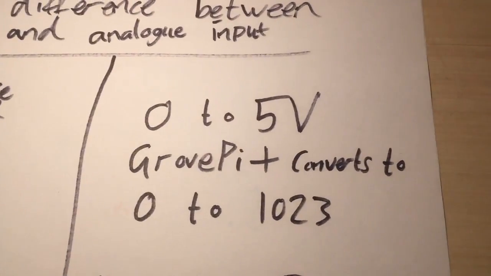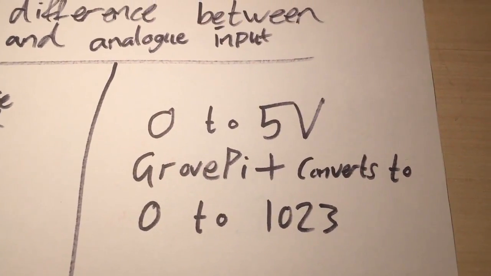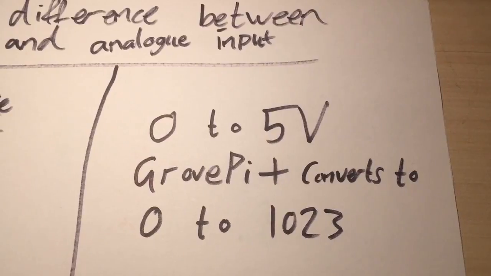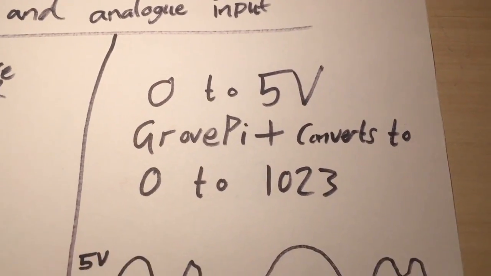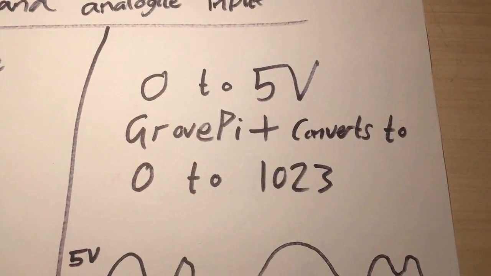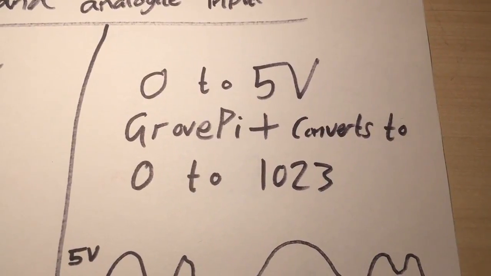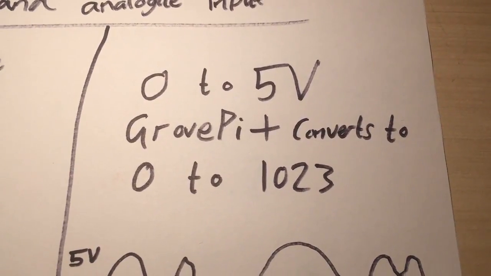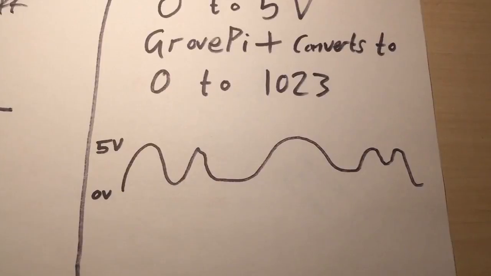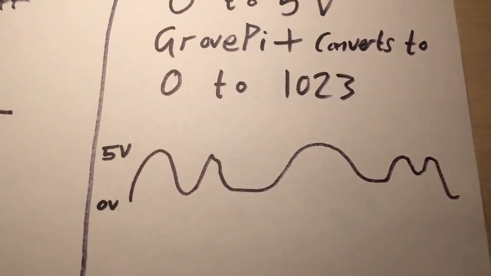Analog input, on the other hand, can be anywhere within a range of voltages. In the Grove Pi, that's 0 to 5 volts. To use these values in programs, Grove Pi converts this to a number between 0 and 1023. This graph here shows analog input.